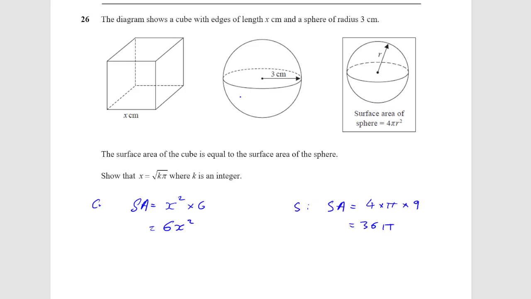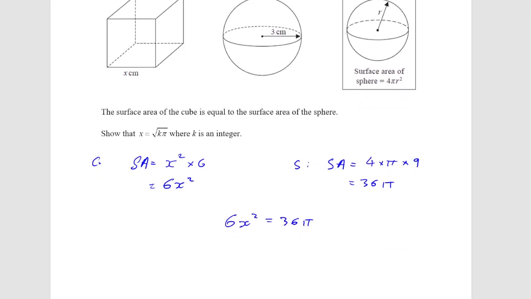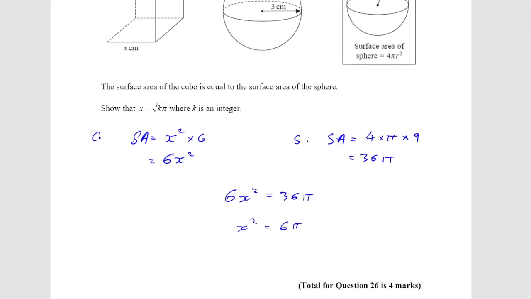Okay, and we're told that they're equal, so 6x squared is going to be equal to 36 pi. Divide both sides by 6. x squared is going to be equal to 6 pi. So I then need to square root both sides, so x is going to be equal to the square root of 6 pi, which is what we were asked to show.